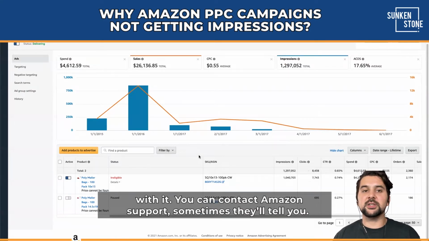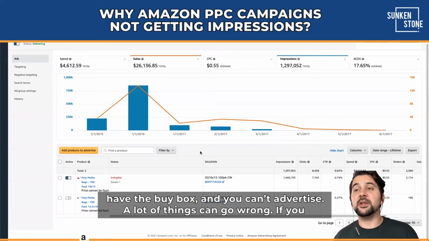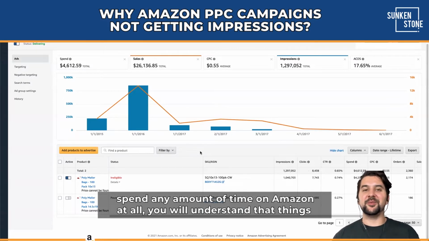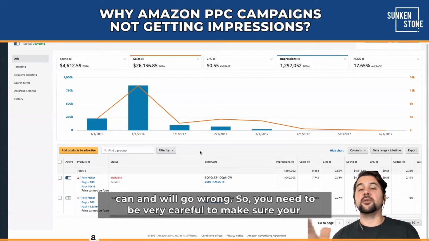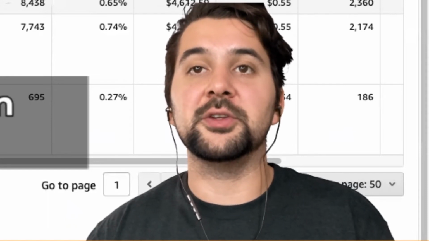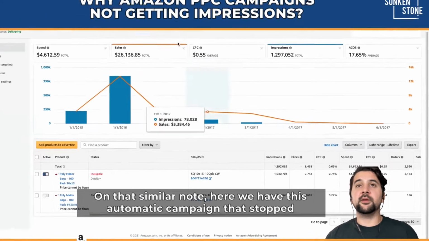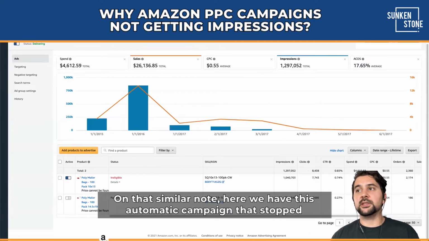And you just kind of have to deal with it, and it's too bad. You can contact Amazon support. Sometimes they'll tell you. But this could be, you have inventory issues, there's some pricing problem and you don't have buy box. For one of many reasons you don't have buy box and you can't advertise. A lot of things can go wrong. If you spent any amount of time on Amazon at all, you will understand that things can and will go wrong. So you need to be very careful to make sure that your products are actually eligible when you start your advertisements.